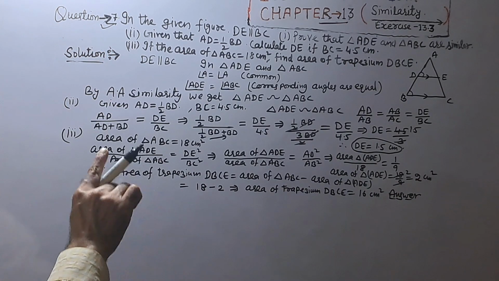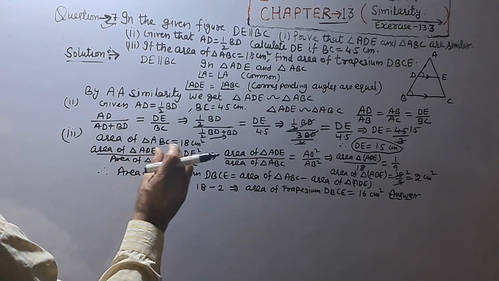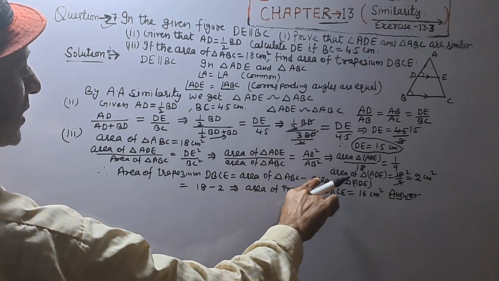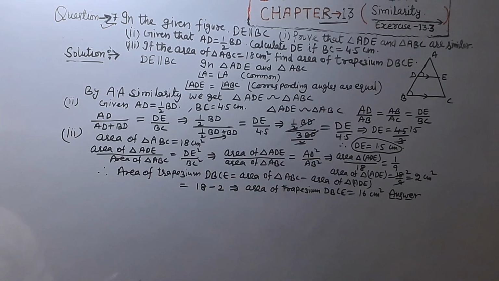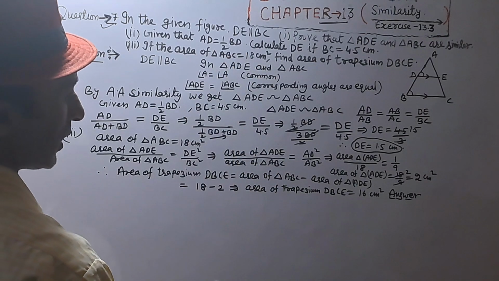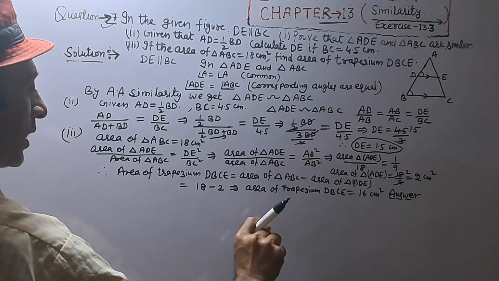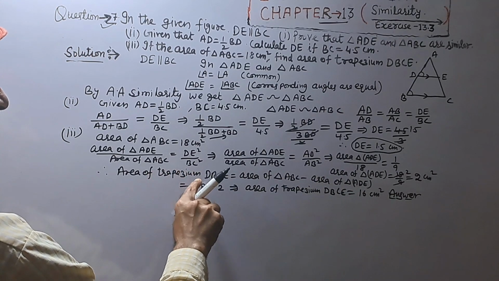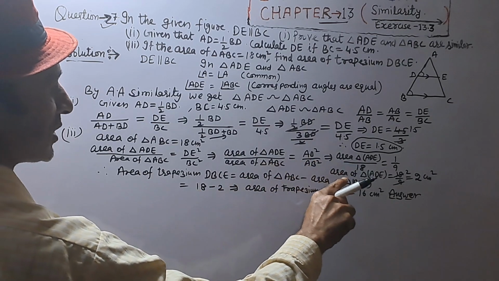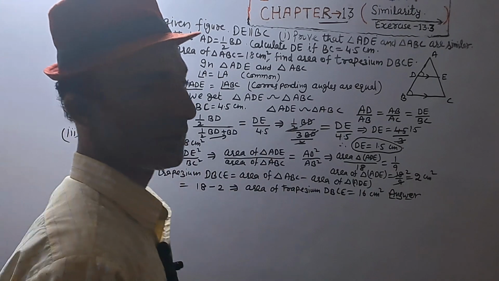We get area of triangle ADE. So area of trapezium DBCE is equal to area of triangle ABC minus area of triangle ADE. Area of triangle ABC given 18 centimeter square, and we find the area of ADE, that is 2 centimeter square. So area of trapezium DBCE is equal to 18 minus 2, that is equal to 16 centimeter square. Answer. Thank you.